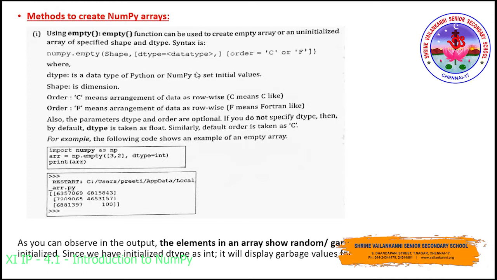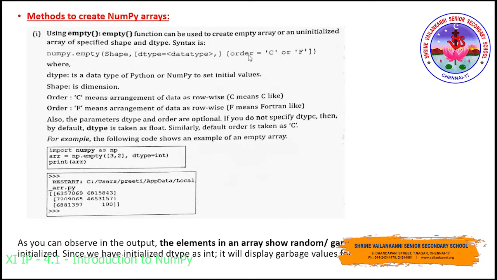The syntax to create NumPy arrays using the empty method is numpy.empty of shape, dtype equal to the data type, and order equal to C or F. When we mention order equal to C, the data will be arranged row wise, whereas if we specify F, the data will be arranged column wise. And dtype helps us specify the data type in which we need the elements to be represented.